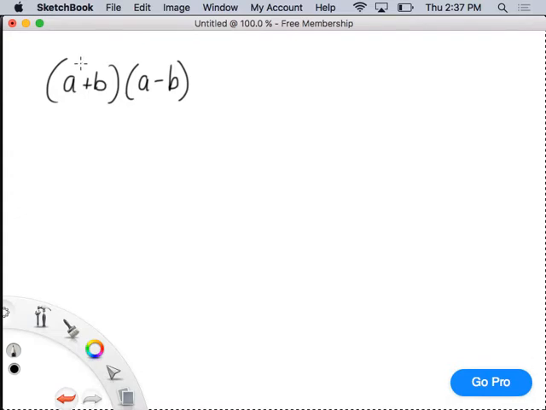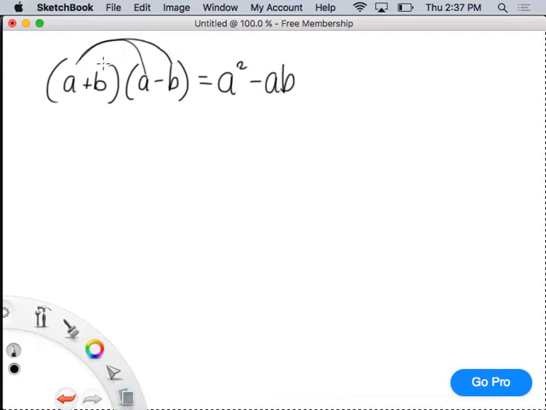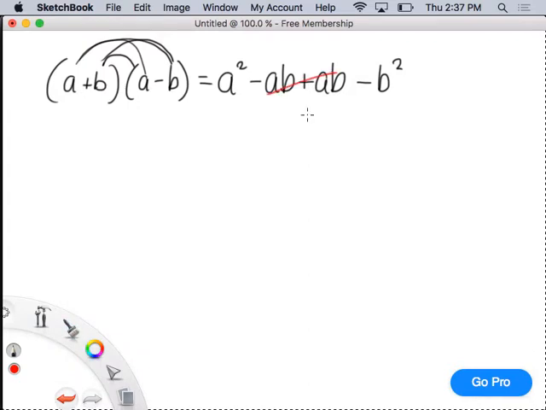Well, if the terms are the same, let's FOIL it and see what happens. I'd get a squared minus ab, because positive times a negative is negative, plus ba, or ab, and then plus positive times a negative is negative b squared. What happens to these two middle terms? They cancel, right? So it ends up as a squared minus b squared.